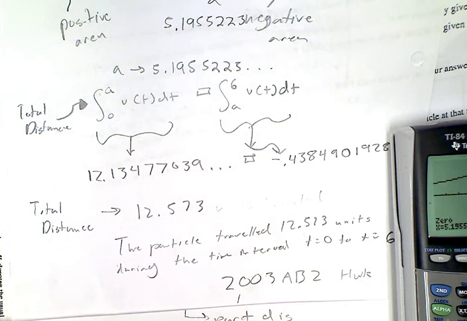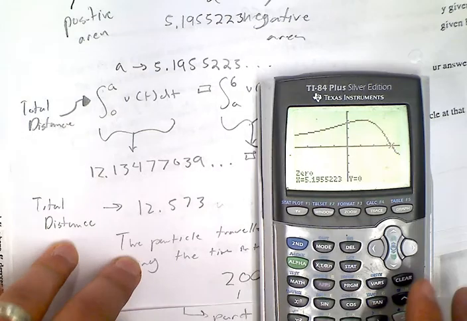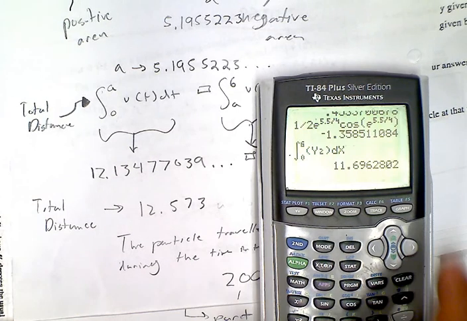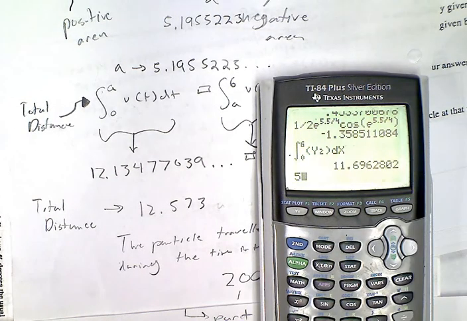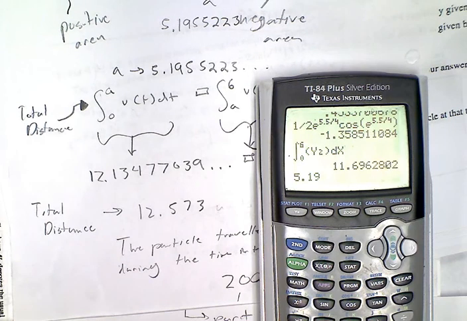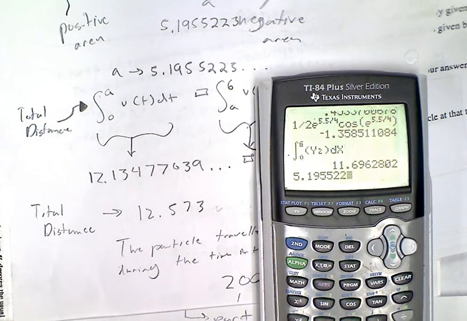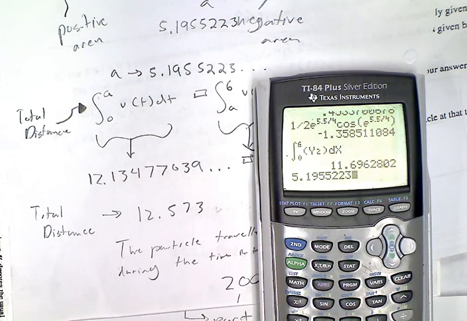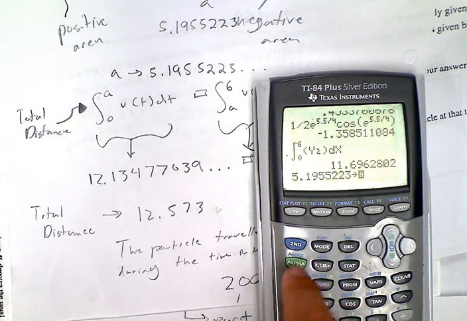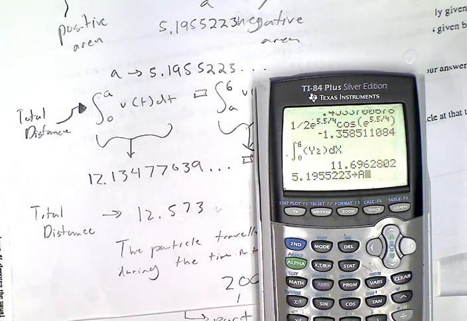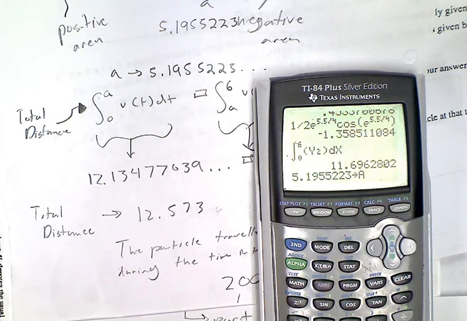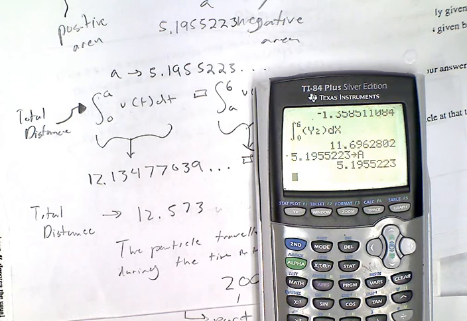So does anybody need to see how to store? Because you're going to have to do it tonight on your homework. Storing. Let's store. 5.195523223. Store alpha A. That's how you do it. Everybody try that. And then you hit enter, and when you hit enter and it works, then you know you did it right. Okay?